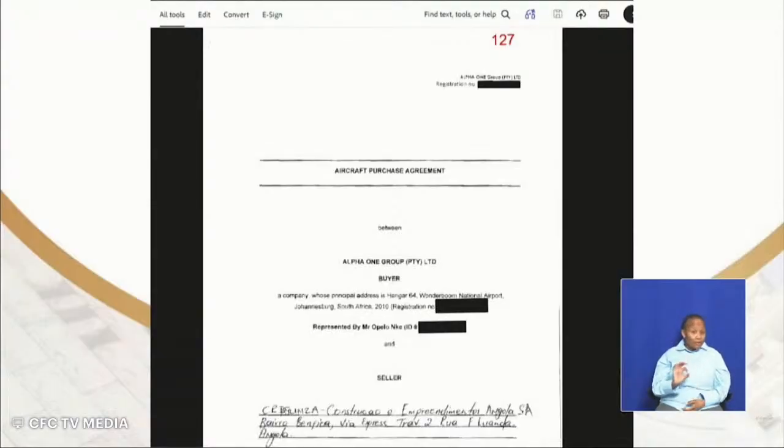We are on 127 now. Yes, you see the document at 127? Yes, I see it. Now let's go back to 120. Yes, I'm on 120. At chat number 5, there is that document in a green box that says aircraft purchase agreement. I'm saying that is that document printed off.